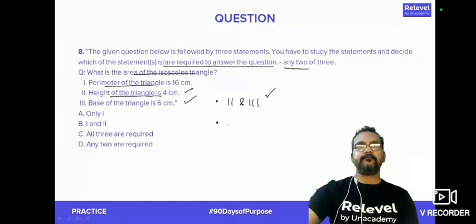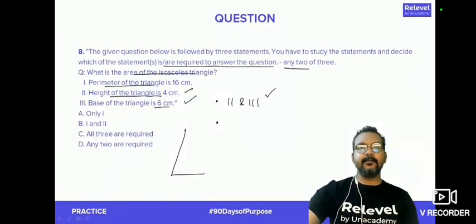Second, if the base of the triangle is 6, what in this case ideally would mean is, in this triangle, the unequal side is 6. Okay? Because I could reorient the side and make this as 6 also, and that becomes the base. So that is not the case. So here, the unequal side is 6. In that case, the sum of the sides from the first statement is 16. So these two add up to 10. So that means the other two sides are 5 and 5.